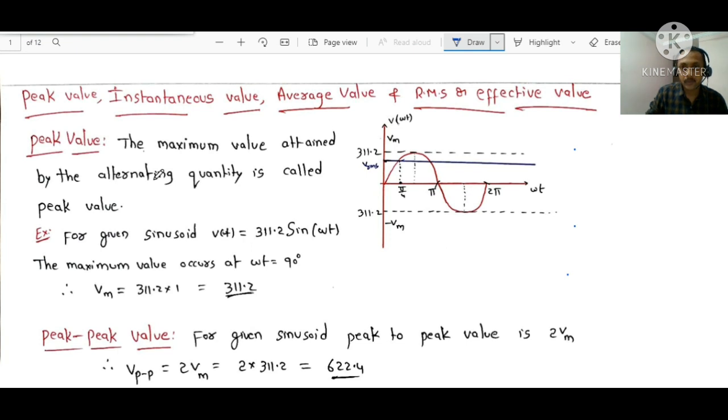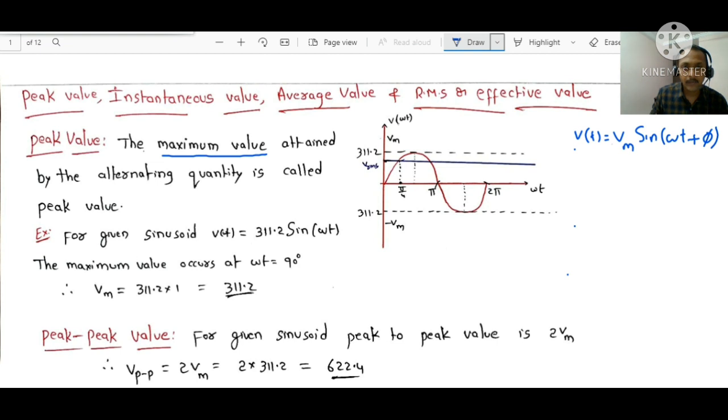Now, if you observe this given sinusoidal waveform, as we have already discussed, its mathematical form will be V of t equals Vm sine of omega t plus phi. This is the mathematical form of a sinusoidal, right? From this mathematical form, the peak value represents the maximum value which is attained by the alternating quantity. The maximum value it reaches is called the peak value.